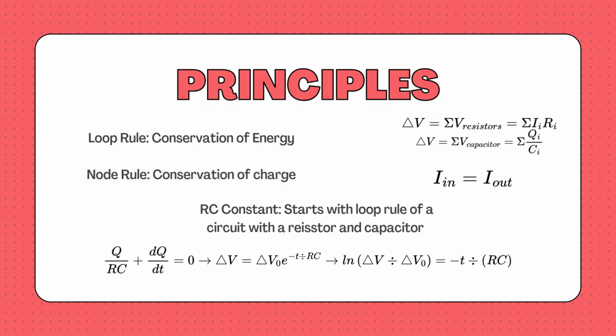I out equals 0. Then our third principle is the RC constant, which starts with the loop rule of a circuit with a resistor and capacitor: Q over RC plus dQ/dt equals 0, which then gives us delta V equals delta V naught e to the negative t over RC, which then gives us ln of delta V over delta V naught is equal to negative t over RC. These are just important equations that you should use in this lab.